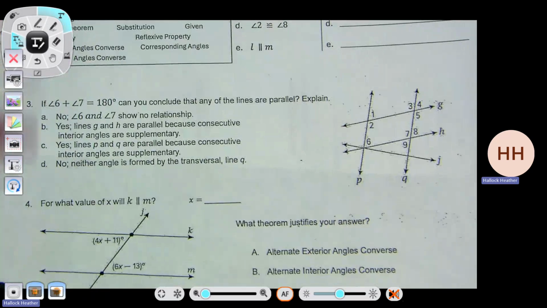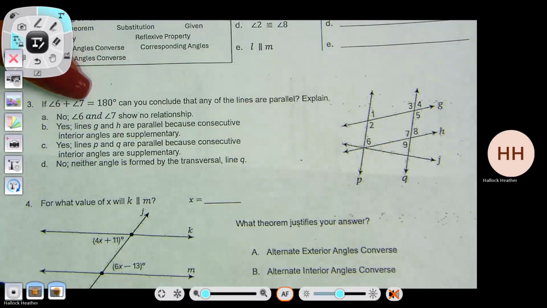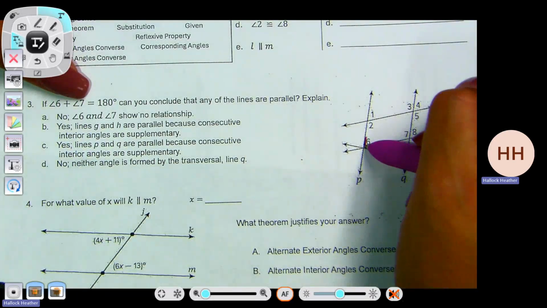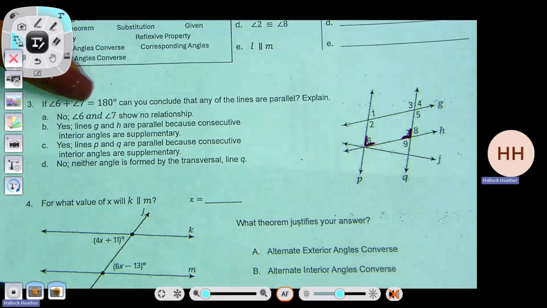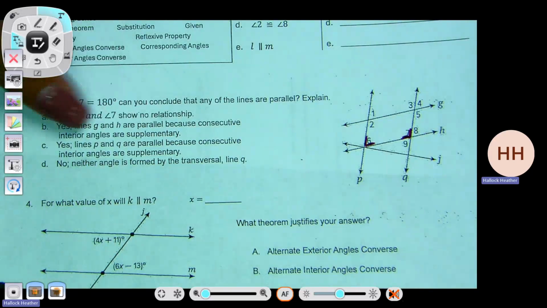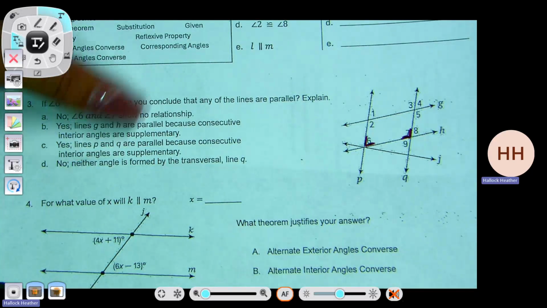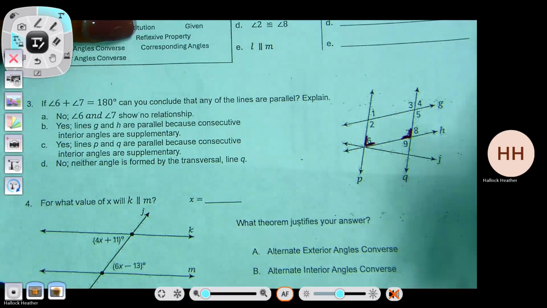Okay. So number 3 is like yesterday. It says if 6 plus 7 is 180, which is a true statement, what can you conclude? Can you conclude that they have no relationship shown? Yes, G and H are parallel because of consecutive interior angles. Yes, P and Q are parallel because of consecutive interior angles. Or no, neither angle is formed by a transversal.